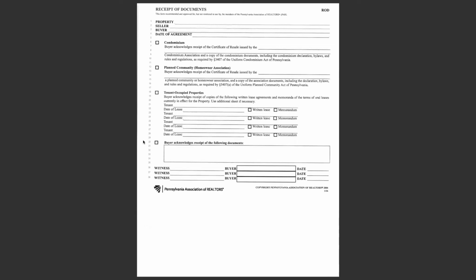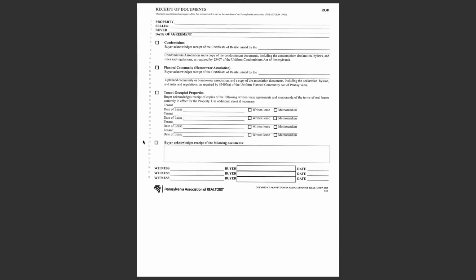Receipt of document. This form is used when you're dealing with a 3407 or a 5407. What is a 3407 or a 5407? Hello? One of you fabulous people out there, give me an answer. Silence. It's golden. A 3407 and a 5407 are the Condominium Act and the Homeowners Plan Community Act.